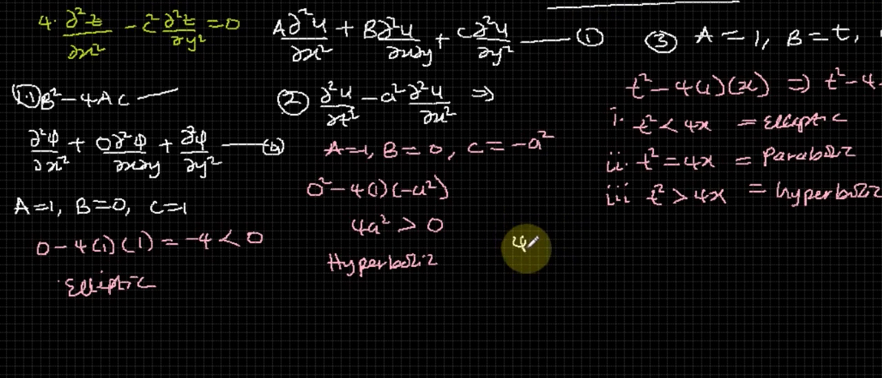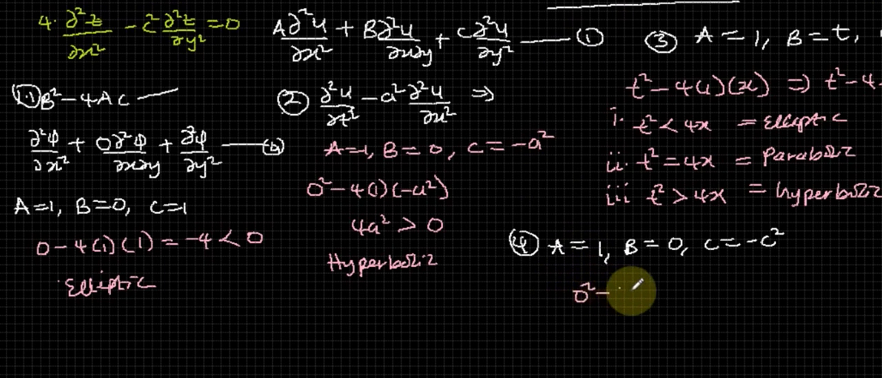This is our example 4 now. From example 4, we have a equal to 1, b equal to 0, and c equal to −c². Let's check this out and see what we got. This means 0² minus 4 times a, which is 1, multiplying c, which is −c². This will give you 4c², which is greater than 0. So that means example 4 is hyperbolic.